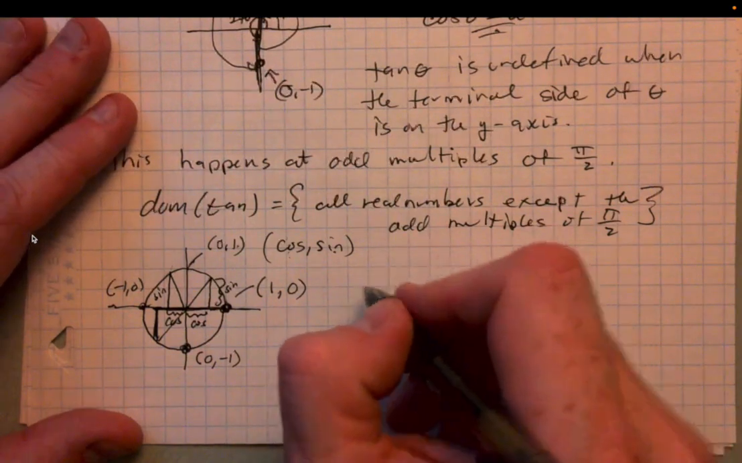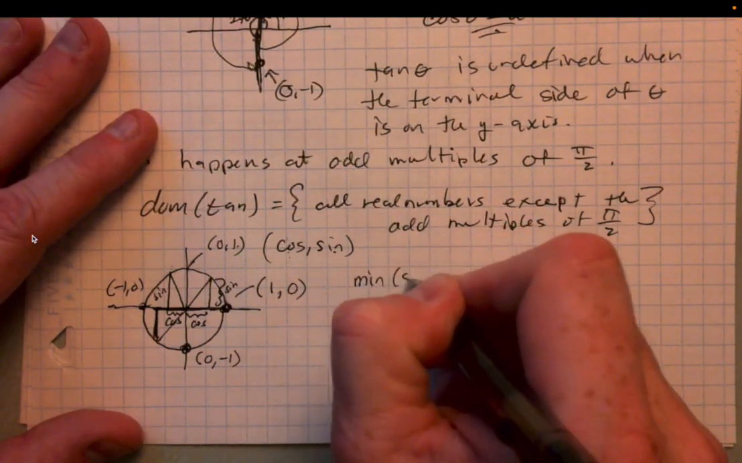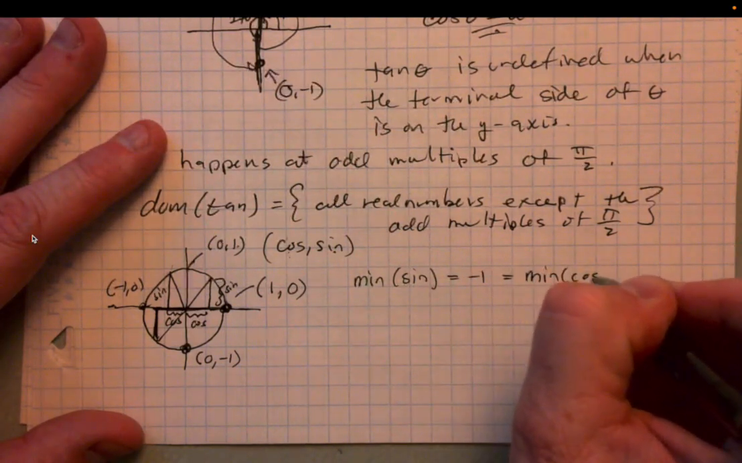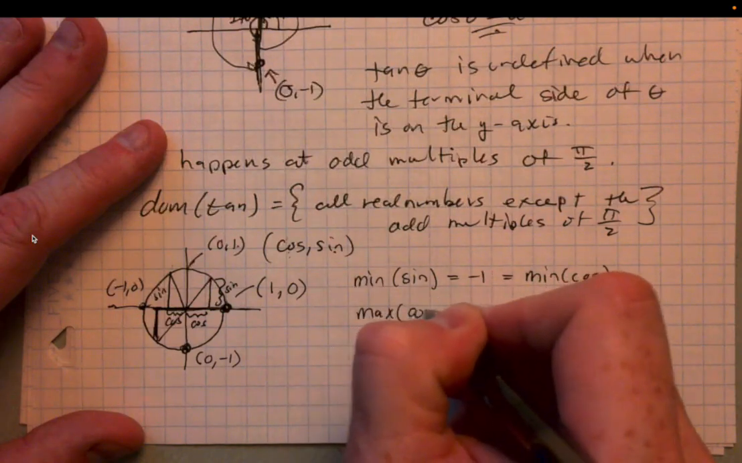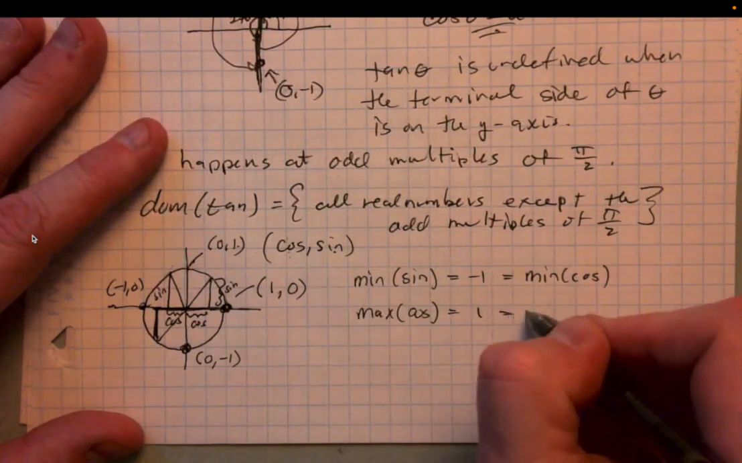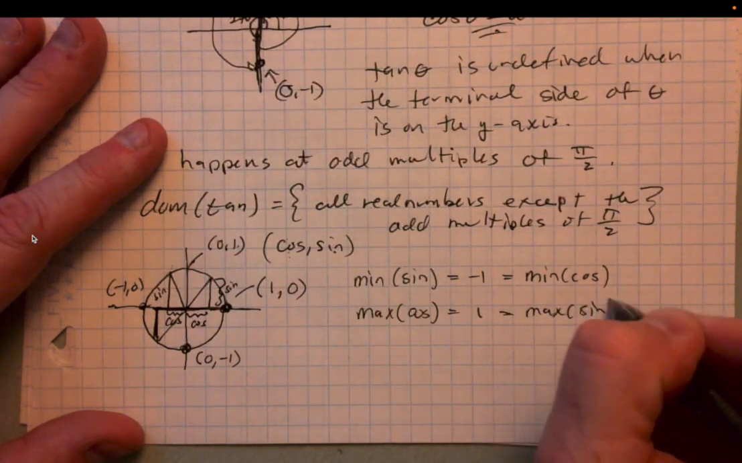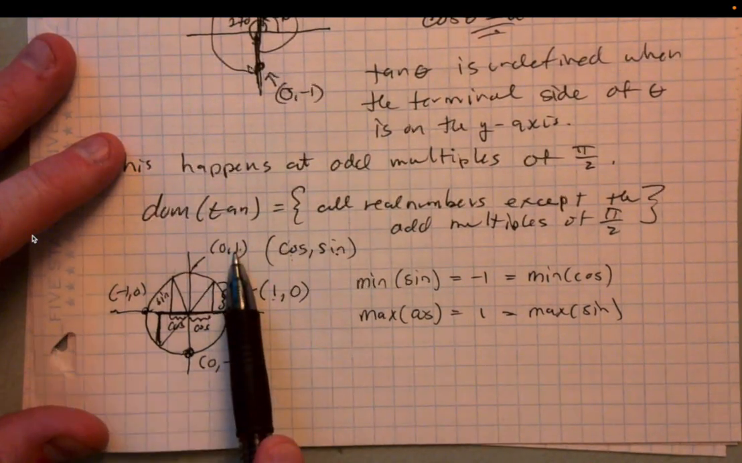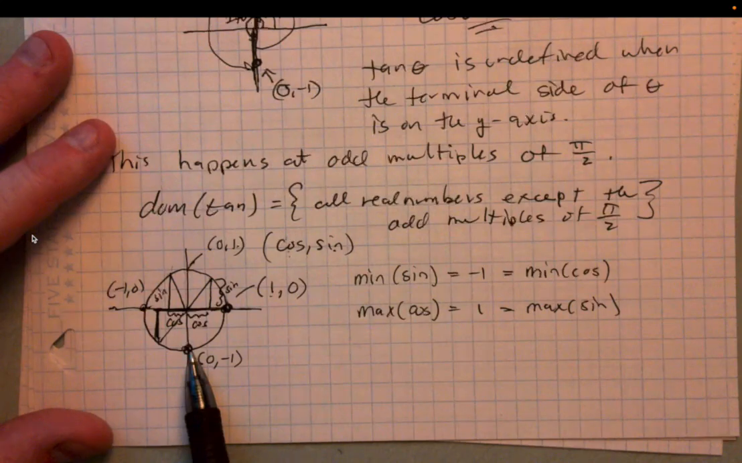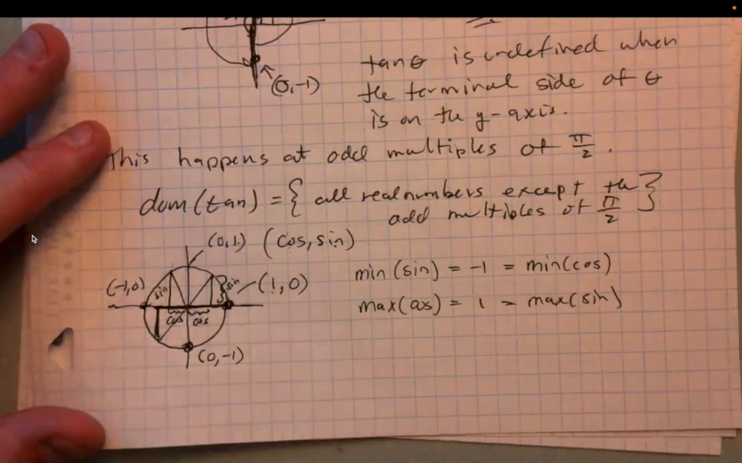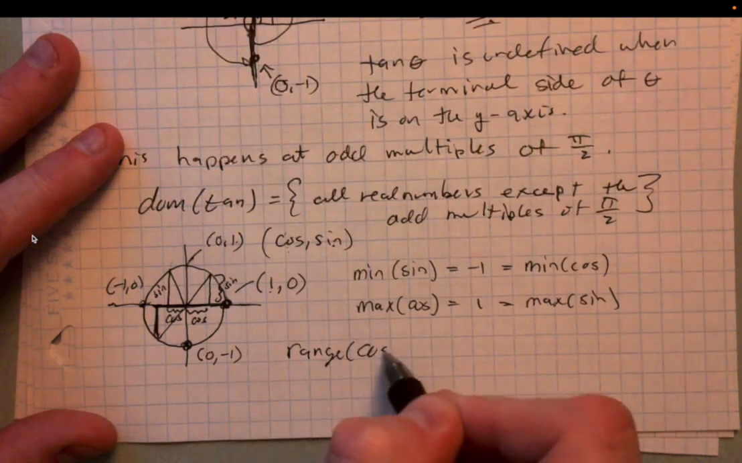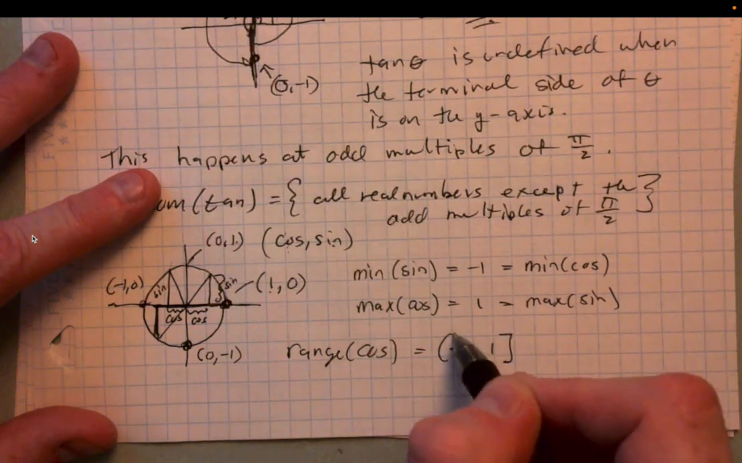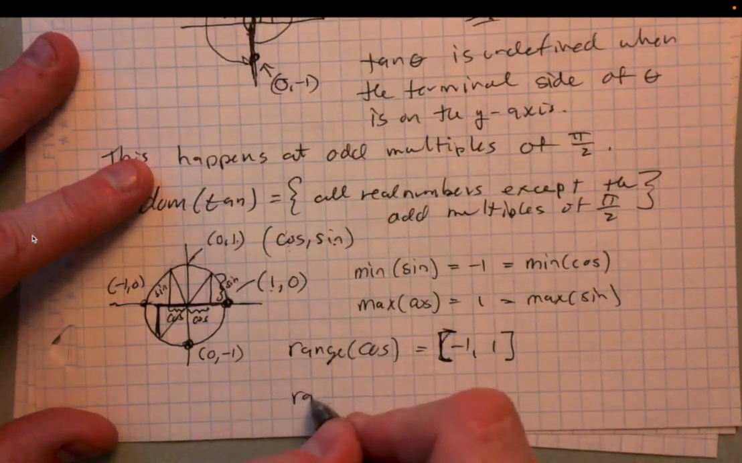Okay, and so what happens is the minimum value for sine is -1, and that actually is the minimum value for cosine as well. The maximum value of cosine is 1, and that's the maximum value of sine as well, right? So cosine is at a maximum, sine is at a maximum, cosine is at a minimum, sine is at a minimum, as it goes around the circle. So the range of cosine is -1 to 1. It's the same for the sine.